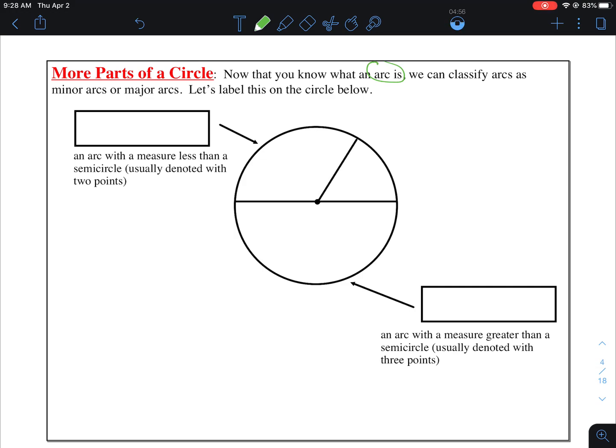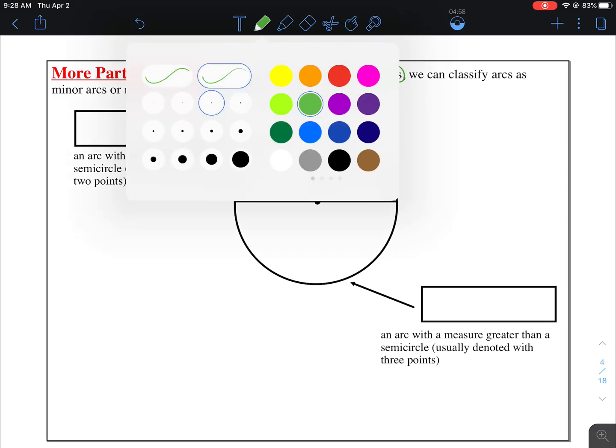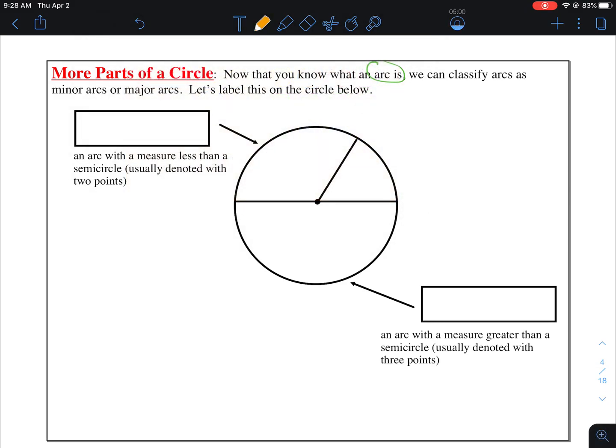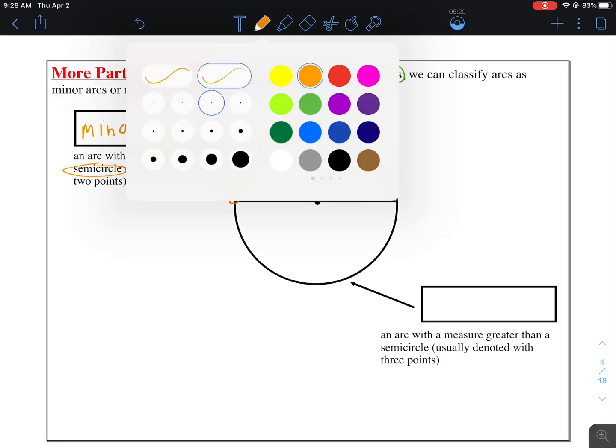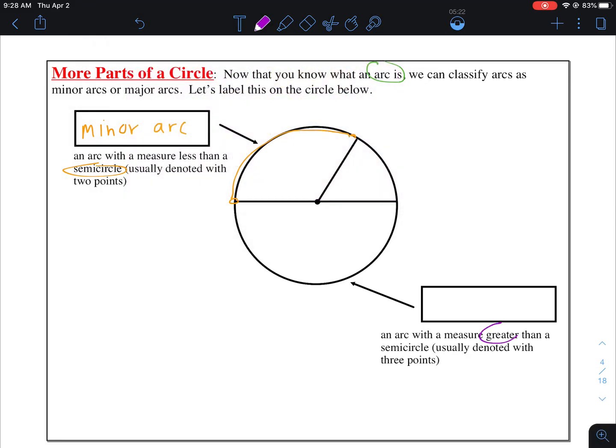So what you would do in this case, this would be a minor arc because you are less than a semicircle. Now, a major arc, oop, that wasn't the best drawing. A major arc, you see it's pointing right here. That doesn't really do it justice because it says it has to be greater than a semicircle. And this again is major arc.